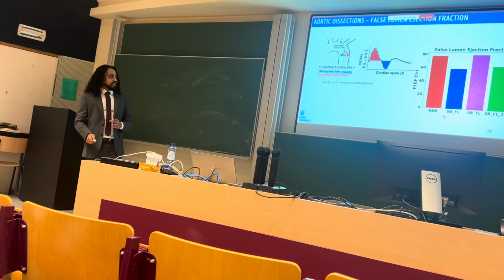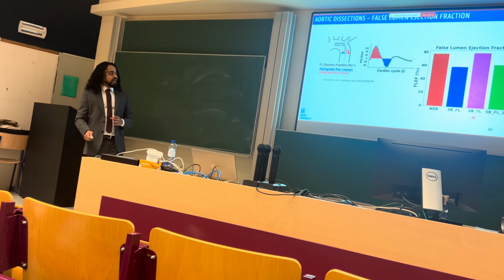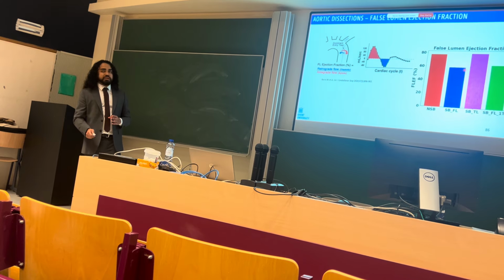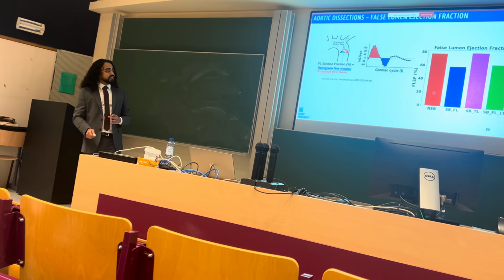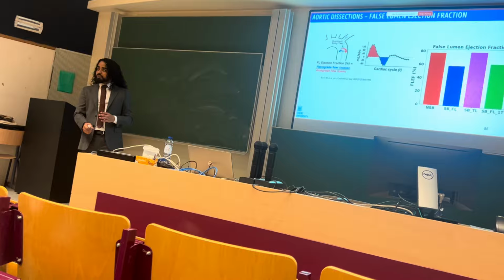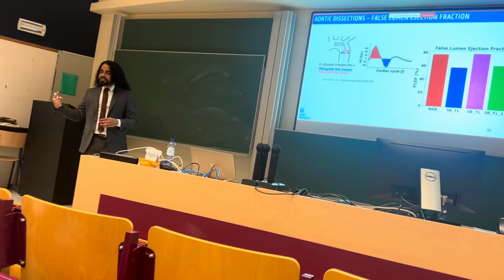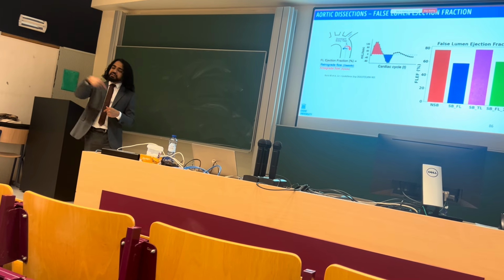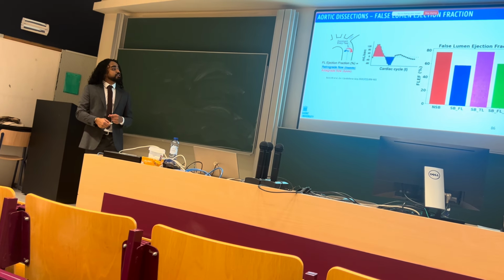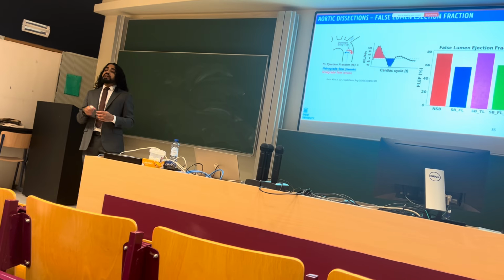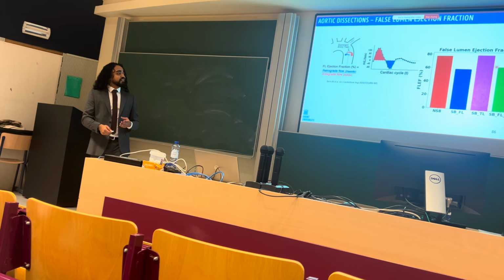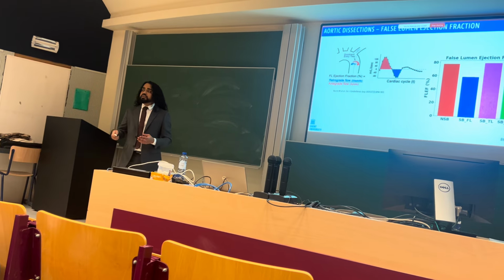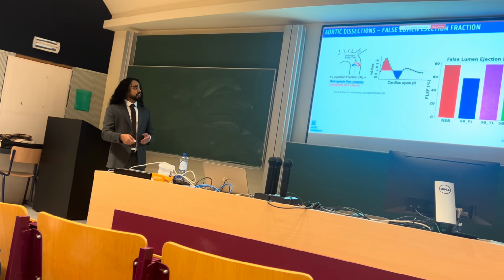So when you have a side branch in the false lumen, in these two cases, you get a much lower false lumen ejection fraction compared to when there is no side branch in the false lumen. Because there is persistent flow through the side branches, you have less flow that comes out through the tear, which means you have a lower false lumen ejection fraction, and you can say that the presence of a side branch probably affects the pressurization in your false lumen as well.